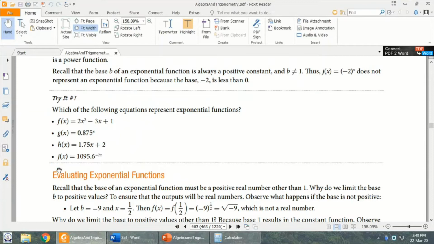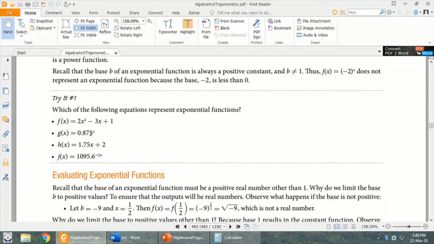Now, which of these following equations represent exponential functions? This is just to try it for you. As you can see from here, even though they haven't answered this, let's just go one by one. Fx is 2x squared minus 3x plus 1. Like I said, this has a non-constant base, a variable. So you can simply say that this is not an exponential function. But they have asked us which of the following represent exponential functions, so we can just rule them out.